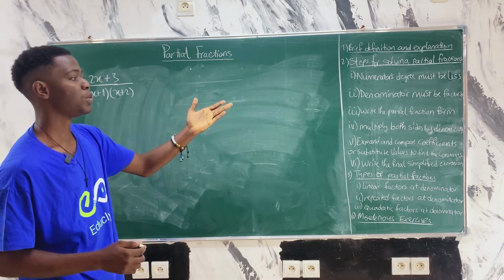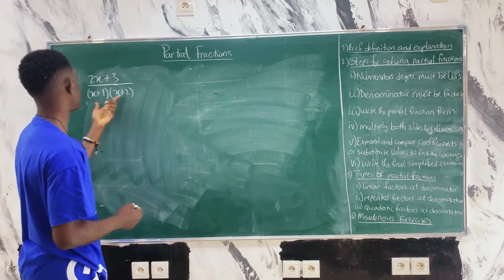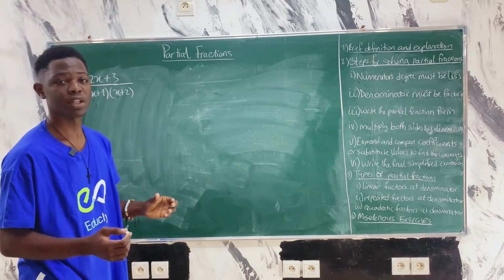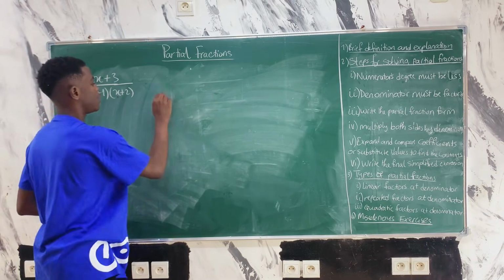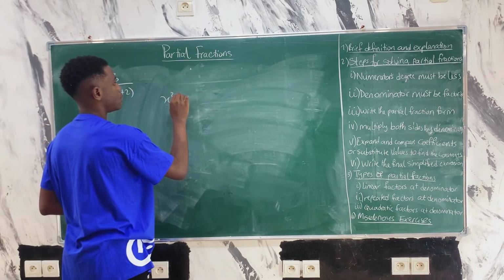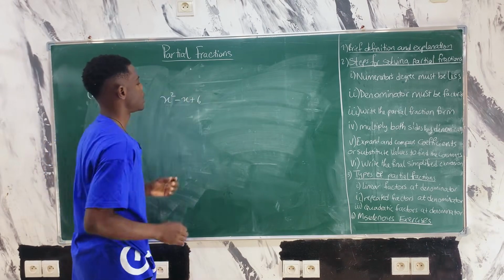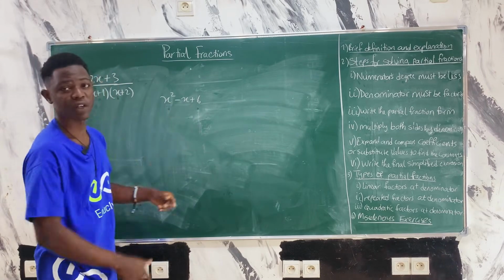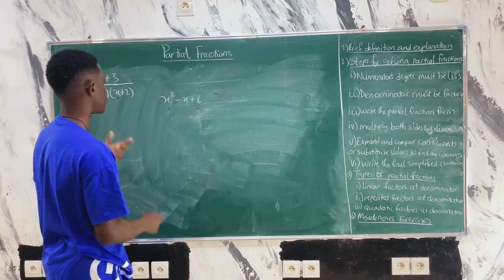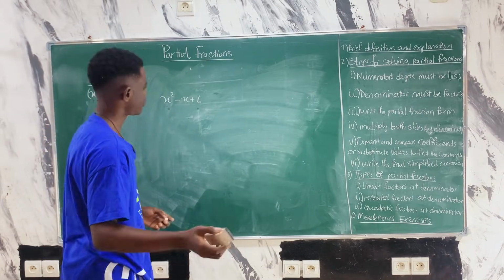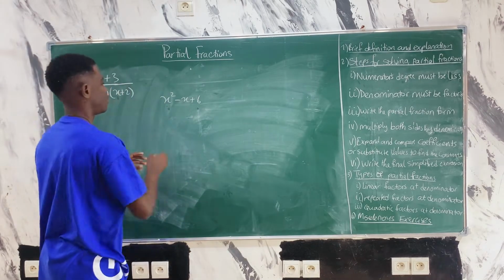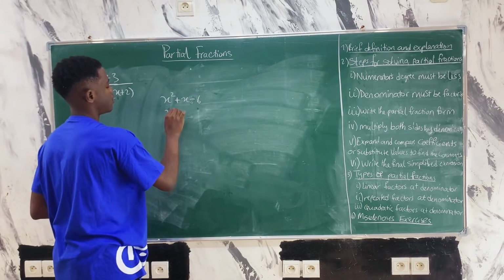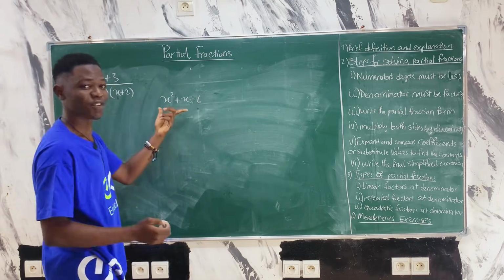The second is the denominator must be factorized. This is not always already the case, because you might have x squared minus x plus 6, which can be factorized. So if you have a denominator like this, you must factorize it and have the factors before solving. Well, this can be factorized and you have the factors.